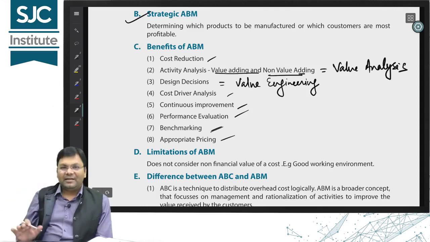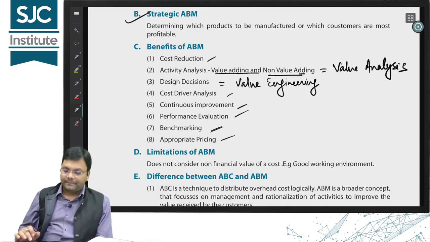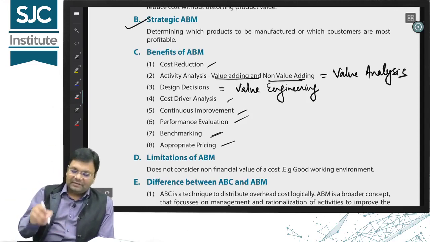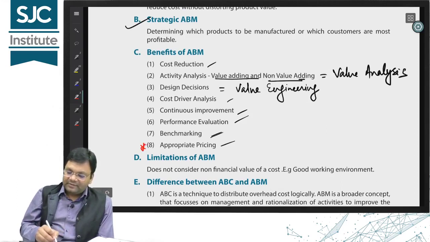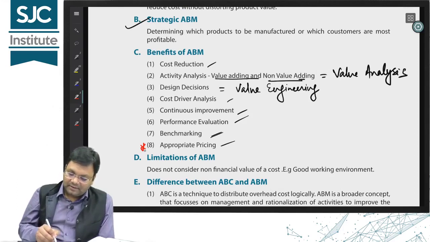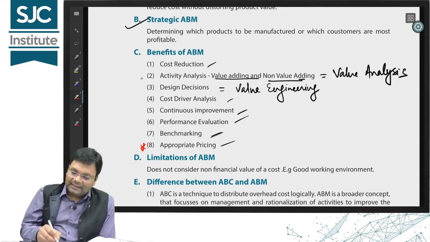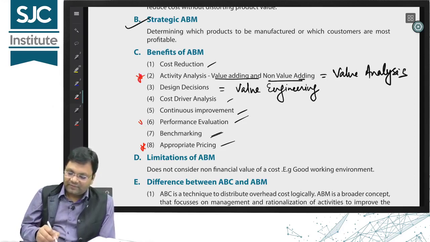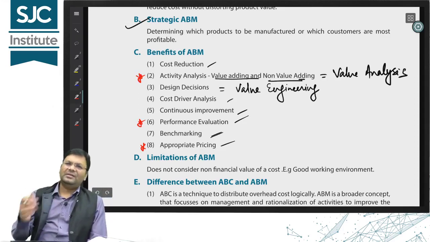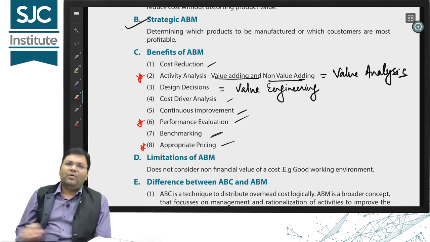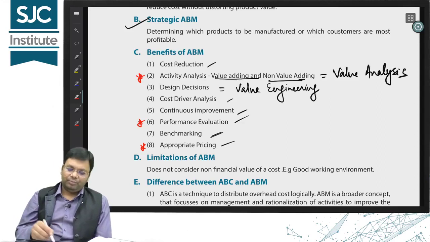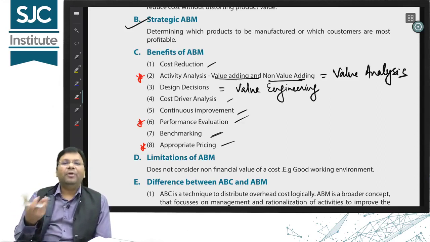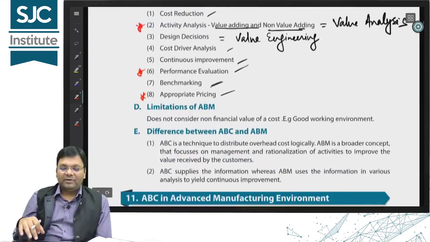I hope you are understanding the entire context of ABC and ABM. Out of these, I will say there are three very important ones which you can always remember. First is pricing, second is activity analysis, third is performance evaluation. Most of the questions usually ask what the benefits of ABM can be. So writing that is of course required in the context of the given question, and in that you can put these three points as minimum points whenever any question comes.